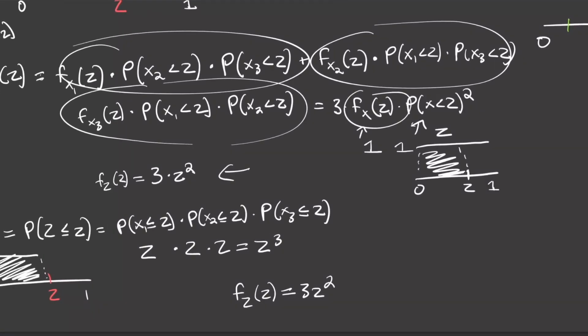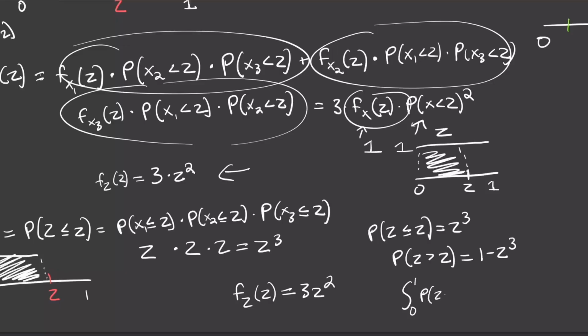If you wanted to use tail sum, well, we know that the probability that z is less than or equal to some little value of z is going to be z cubed. So the probability that z is greater than z, or greater than or equal to, it doesn't matter for continuous, is going to be 1 minus z cubed. Sorry, this should be a cube here. Then again, we can just tail sum this like we did in QP 122. We're just going to take the integral from 0 to 1 of the probability that z is greater than z. We know that that's going to equal the expected value of z, again from QP 122.